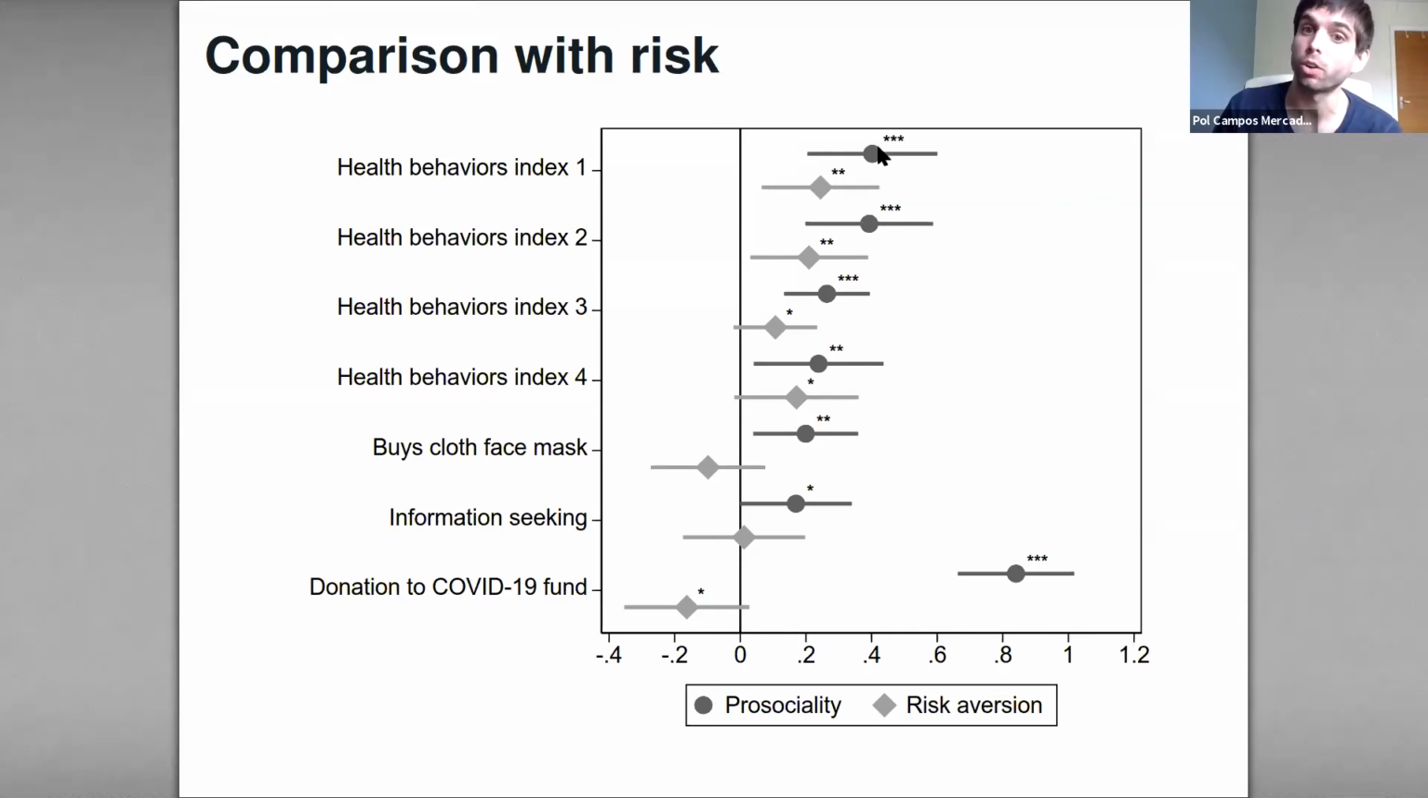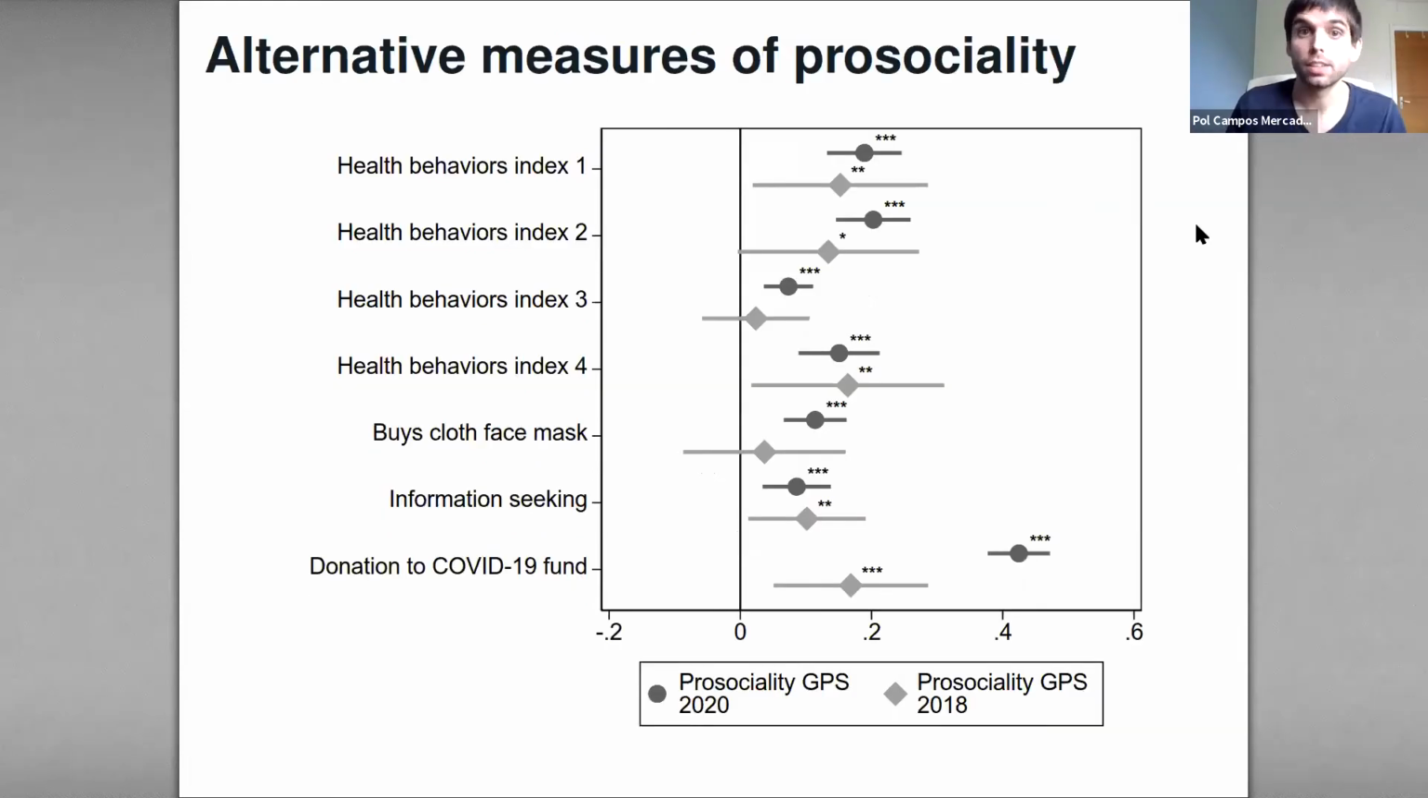And then we can check the correlations with risk aversion and with pro-sociality. We see that while risk aversion explains some of these behaviors, pro-sociality explains much more of the behavior. So the correlation between pro-sociality and health behavior is much larger than the correlation between risk aversion and health behaviors.